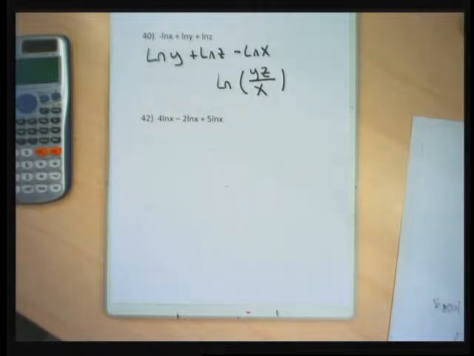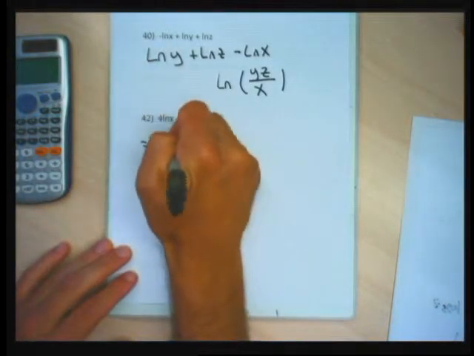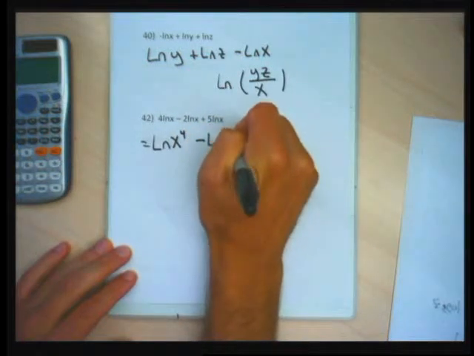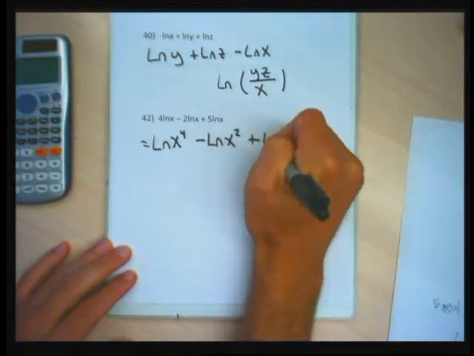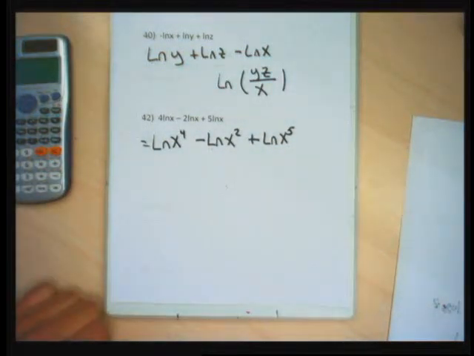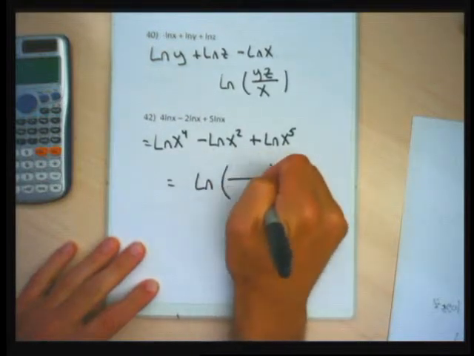42, I wouldn't put something like 42 on the test because it has three of the same letters. It's actually going to reduce quite a bit. Let me do it out, but again, it's not going to be on the test. In 42, again, before I can make three logarithms into one logarithm, I need to make the coefficients into exponents. Now I'm going to make one logarithm.